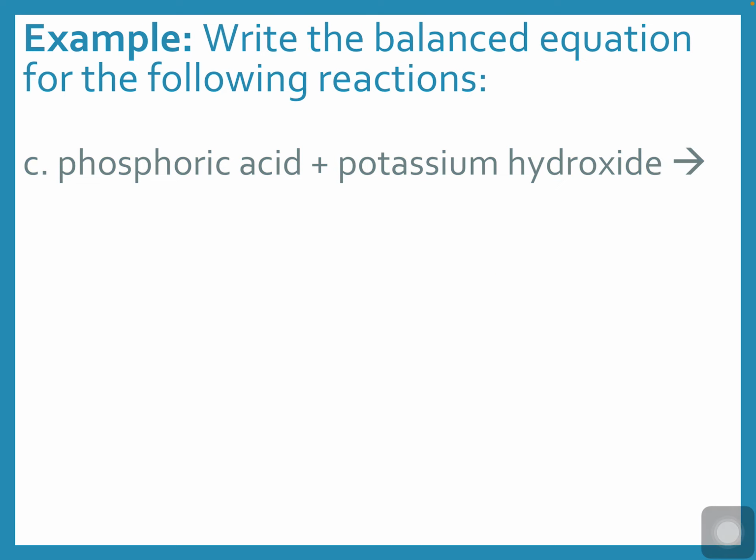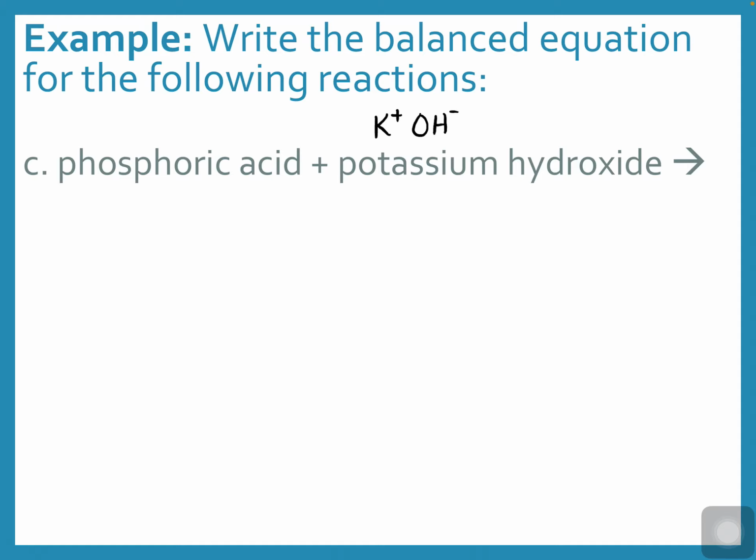Okay, phosphoric acid and potassium hydroxide reacting. Potassium hydroxide, that one's easy. We've been doing those types of chemical formulas already with hydroxide, which is a polyatomic. Potassium, group 1, is a 1 plus. From the polyatomic table, hydroxide is a 1 minus. So that's a 1-to-1 ratio.